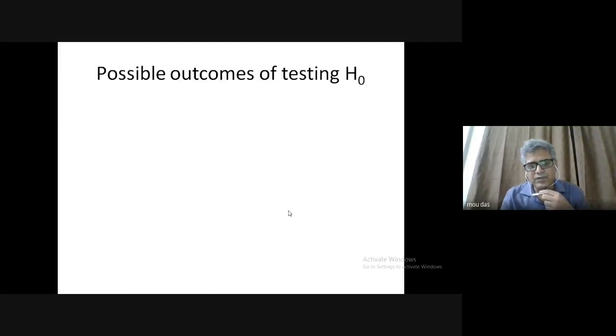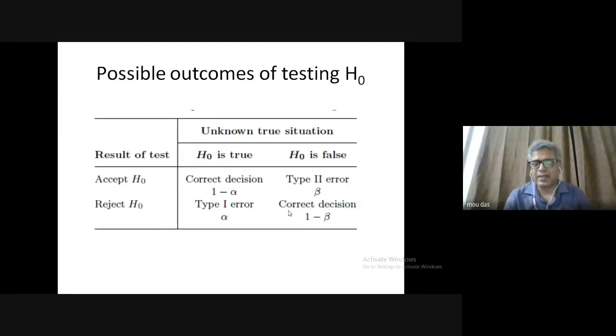So, if we plot this in the 2x2 table, and we measure all the possible outcomes of the null hypothesis, we have a condition like the unknown true situation, which we don't know. In reality, we don't know the true situation, that is, whether H0 is true or H0 is false. That is, there is no effect, or there is an effect. And we do the test on a sample, and based on that, we accept the null hypothesis or reject the null hypothesis. So, in two situations, where H0 is true and we accept, and H0 is false and we reject the H0, we have taken the correct decision.